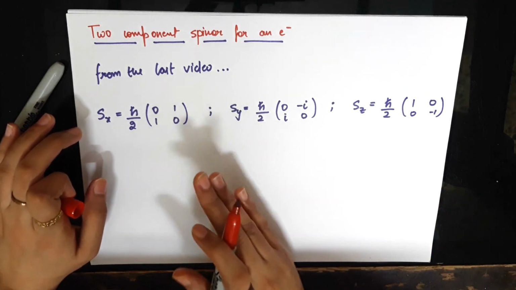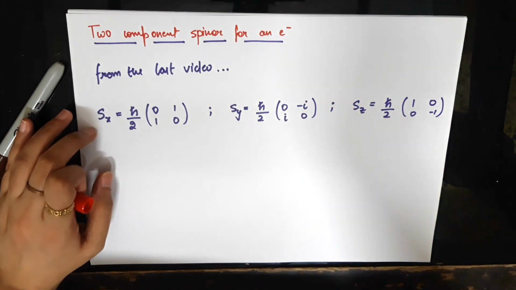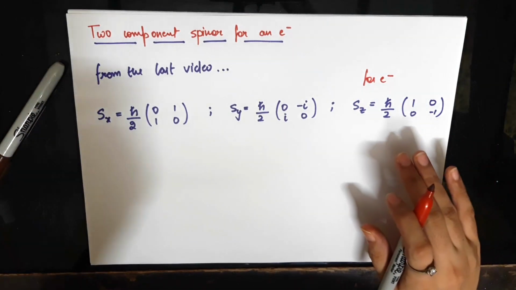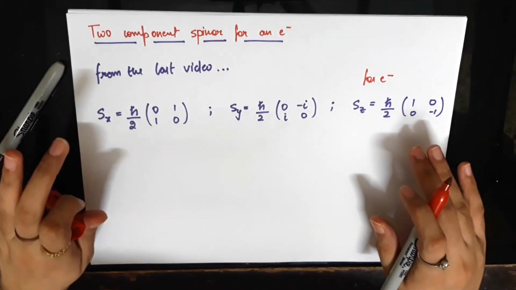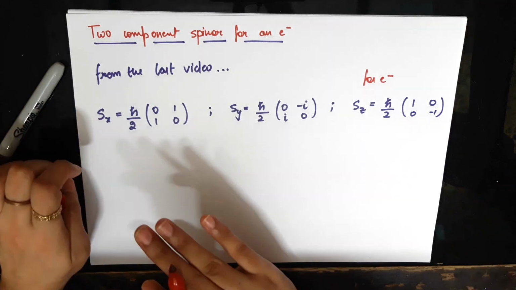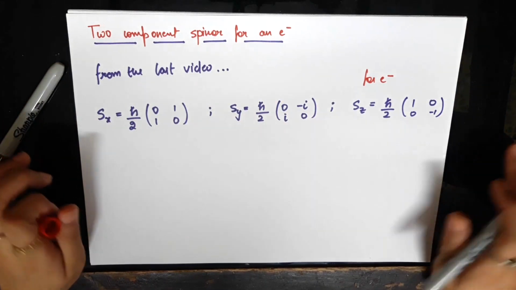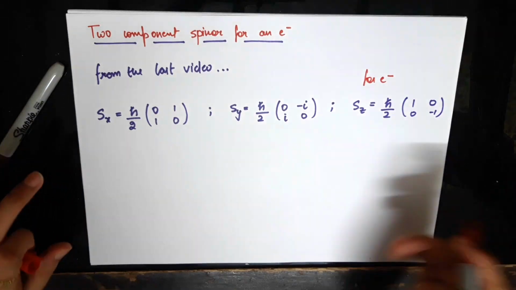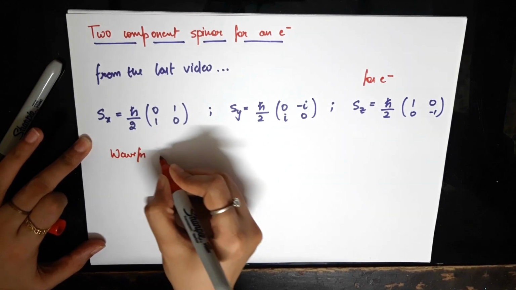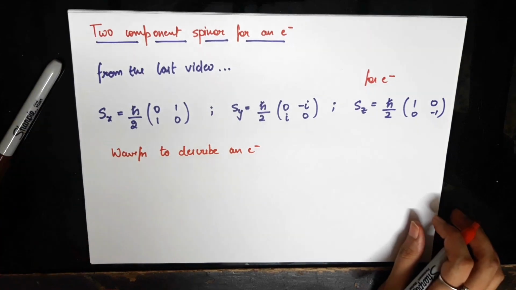And the explicit form of the matrices is this: Sx, Sy and Sz, and these are all for an electron. And if you are interested in seeing where these explicit forms come from, you can go and watch my previous video. The link of that is in the description. But in any case, this is the explicit form for the spin operators for an electron. And in this video, we are interested in the form of the wave function that would describe an electron. So this is what we'll see in this video.